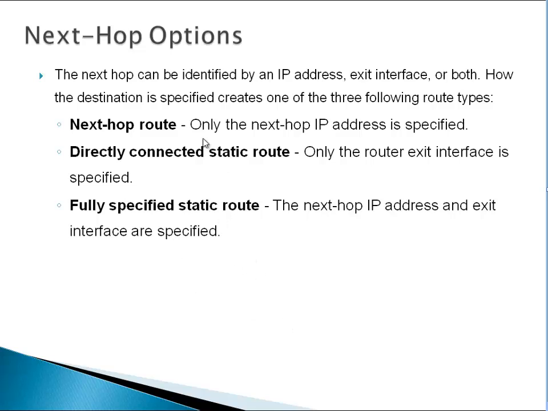So on our ip route command, if I do ip route, destination network, destination subnet mask, next hop address, which will be the neighbor's IP address, then it's a next hop route. Or I put my exit interface, then it will be a directly connected static route. Or if I put both, then it will be a fully specified static route.